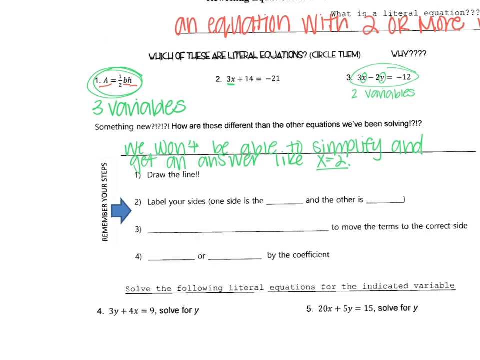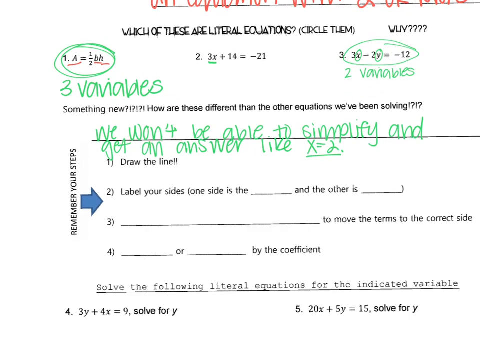Here are our steps for solving literal equations, just like regular equations. You draw your line. You label your sides. One side's the variable side, and one side's everything else. This is why we called it everything else when we were solving one-step or multi-step equations with one variable, because in literal, if we're solving for y, y is going to go on one side. Everything that's not a y has to go on the other side.